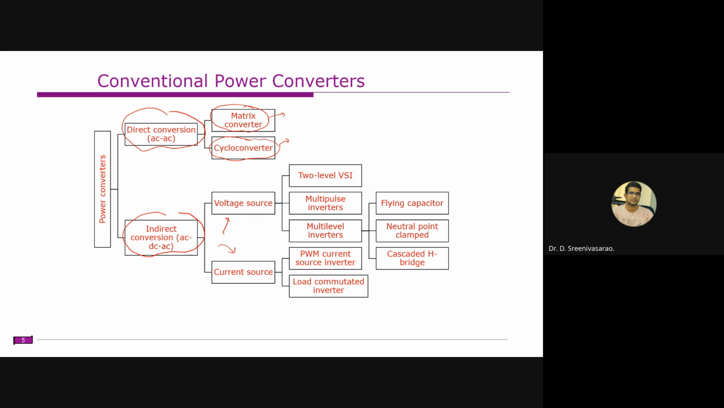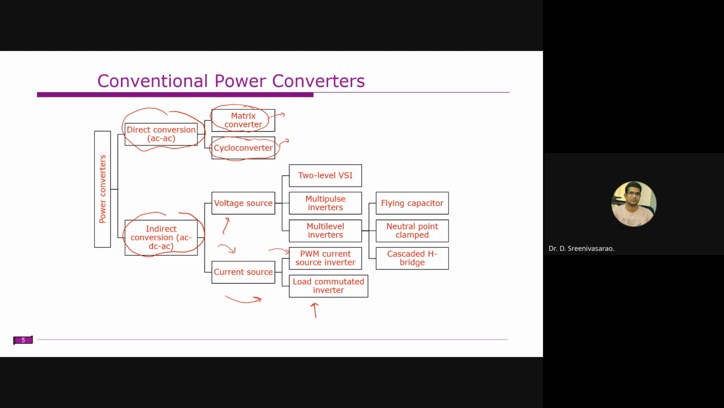Right. So current source inverters are relatively less popular when compared to voltage source inverters. Current source inverters again have two types. One is the load commutated inverter, which is based on thyristors, and we have the PWM current source inverters, which are again based on IGBTs or MOSFETs.